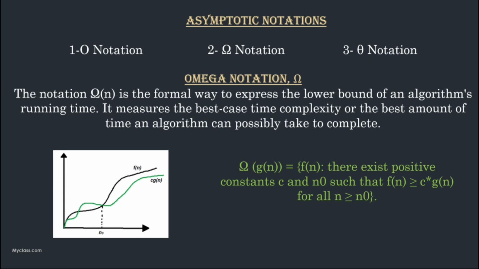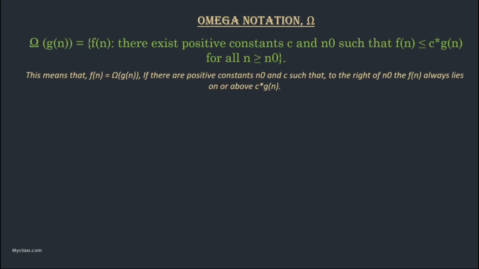So we want to find the very next function that is very close to f of n. We can find lots of functions that are always lesser than f of n. But we want to find the very next function that is very close to f of n. That is the lower bound of an algorithm's running time. So the omega notation means f of n equal to omega of g of n if there are positive constants n0 and c such that to the right of n0, f of n always lies on or above c into g of n.